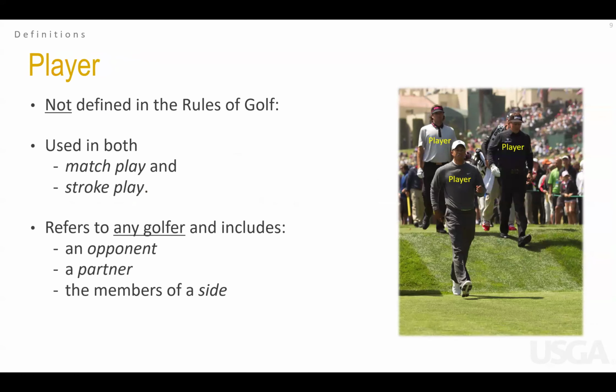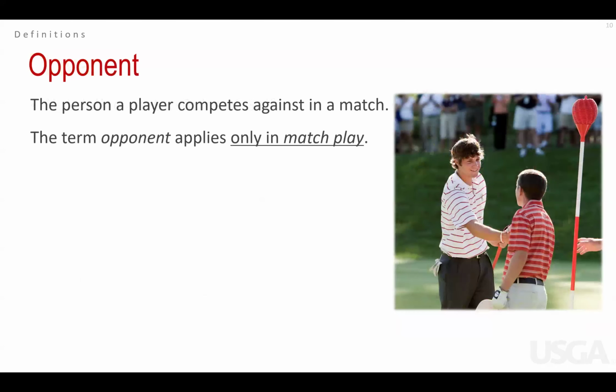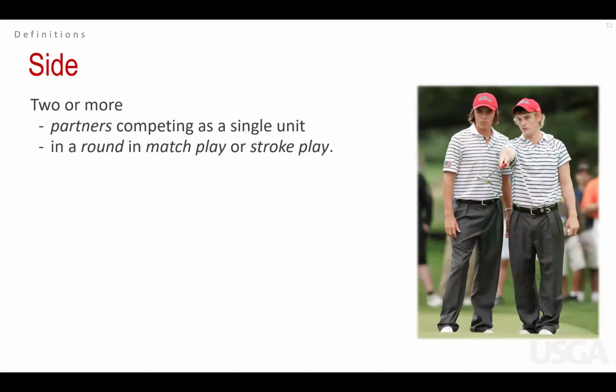We don't have a definition for player in the rules of golf, but it is good to see what the term actually encompasses. We use it in both match play and stroke play. Again, it's referring to ourselves when we're talking about the rules of golf, but it refers to any golfer except the opponent, a partner, or other members of the side. Opponent, again, we only use this term in match play. It's just the person we're competing against in the match. Side, again, we're competing with a partner as a single unit, either in match play or stroke play. We can compete as a side in both forms of play.